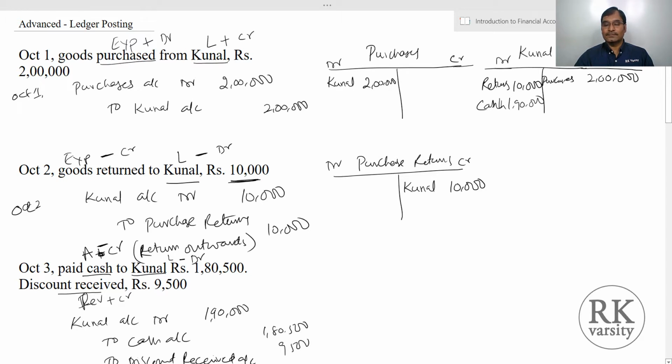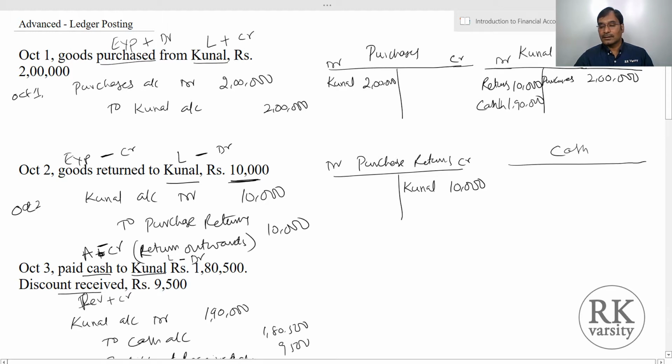1,90,000. Now we create another account for our cash. Cash has a debit and credit. So here what is happening to our cash? Cash, that is an asset, is decreased, so credit. So here we'll write Kunal and the amount is 1,90,000.